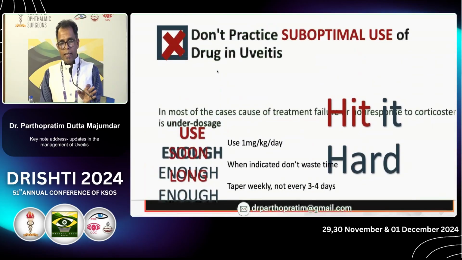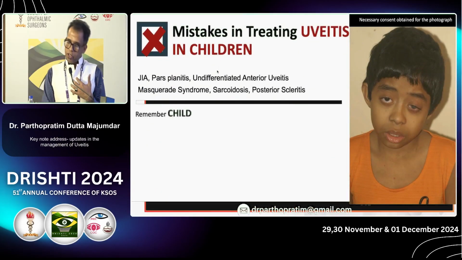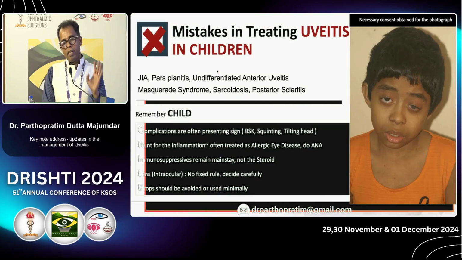My last slide, this is about the children. The mistake in treating uveitis we do in children is that you have to remember that JIA is a notorious cause. Most of the children are blind in pediatric uveitis because of this condition. So you have to always remember how to identify that. So complications are very high. You have to see any child presenting with BSK, tilting of head, squinting. You have to make sure there is something grossly abnormal.